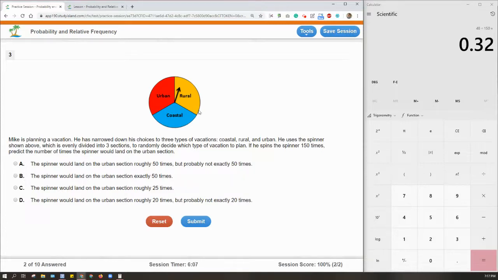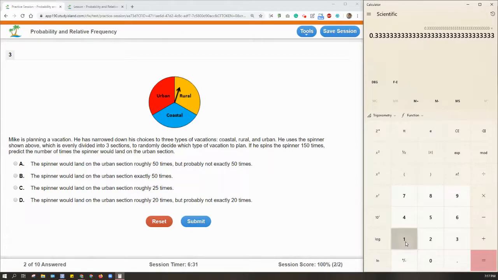urban section. Well, the urban section is just as big as the other 2 sections, so there's a 1/3 chance it'll land on urban, 1 out of 3. So we would expect it to land on urban 1 out of every 3 times. So what is 1/3 of 150? If I want to know what 1/3 is as a decimal, I could just do 1 divided by 3. And that's equal to 0.3 repeating. If I multiply that by 150, I get 50. So my best guess is 50.